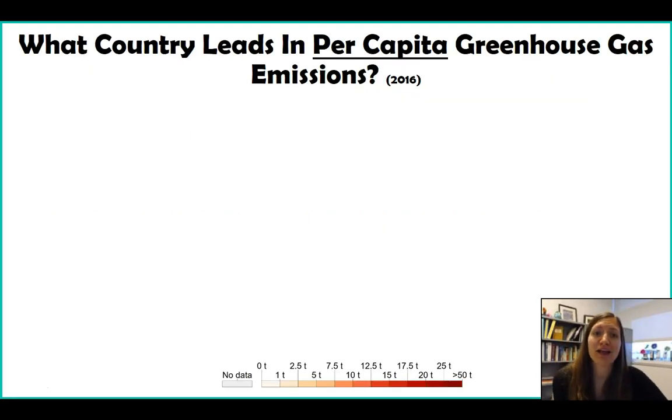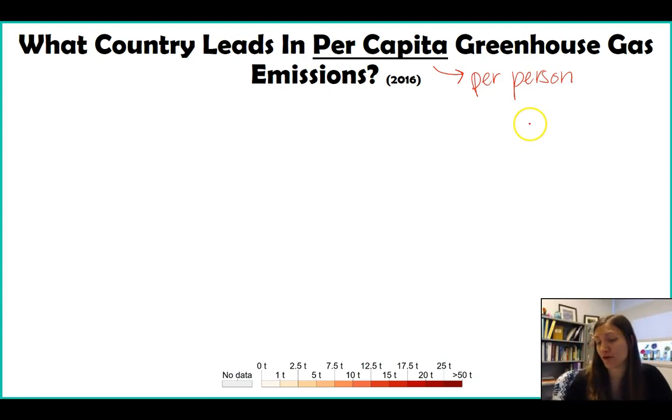Another thing we could look at is which country is leading per capita. Per capita really depends on the scenario you're talking about, but per capita usually means per person. Depending on the metric, it could mean per state, per family, per house, etc. But in this case, we're referring to per person. So the question is which country leads per person in greenhouse gas emissions? I'll tell you right now, it's not China.